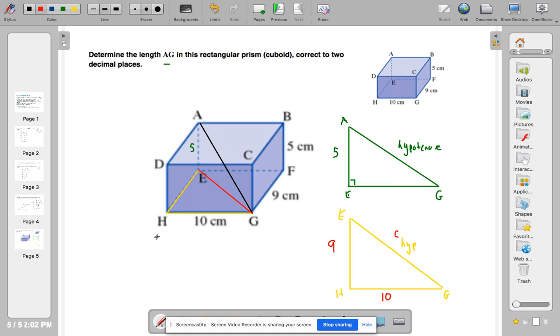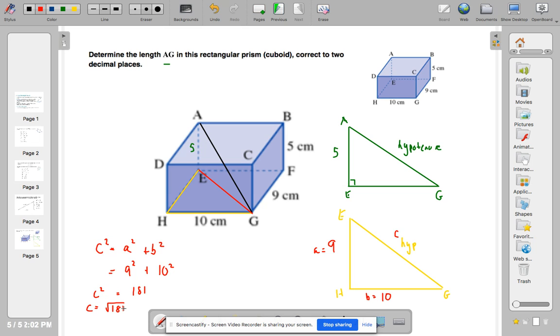There it is. So C squared equals A squared plus B squared. C squared equals, now we'll call A equaling 9 and B equaling 10. So we'll equal 9 squared plus 10 squared. So C squared equals 9 squared, which is 81, plus 10 squared, which is 100, so 181. C will be the square root of 181. Let's see what that is.